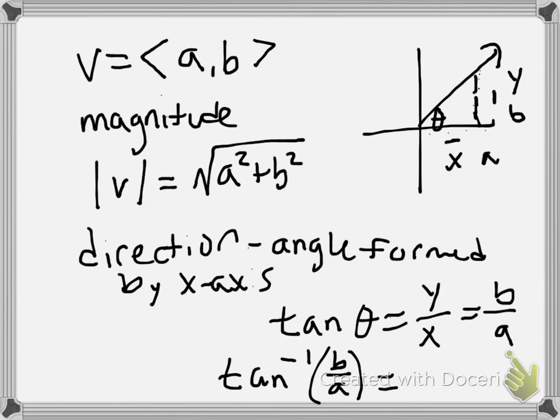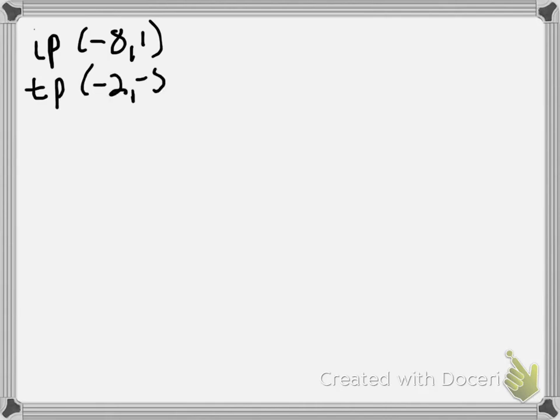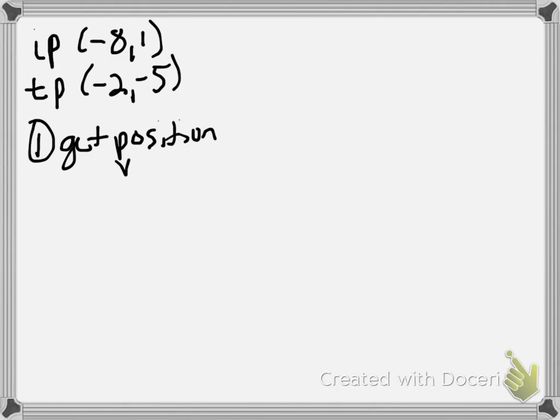Okay, so we're going to find this for a particular problem. Let's say, again, we have an initial point at -8, 1, and we have a terminal point at -2, -5. Well, step 1 is we want to get the position vector. In order to do that, remember, we just have to subtract those parts.